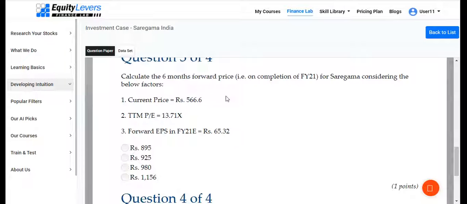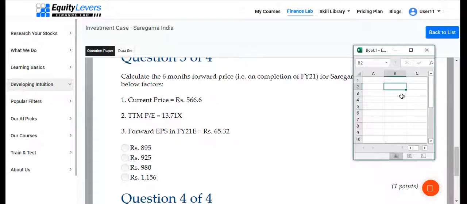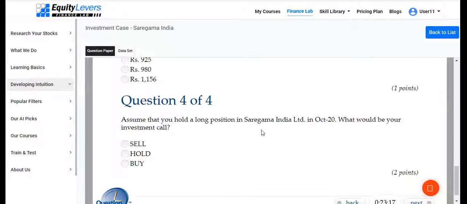In this question, we have to calculate the forward price. So to get the forward price, we can multiply the current PE by forward EPS. So if you hold a long position in this company in October 20, what would be your investment call?